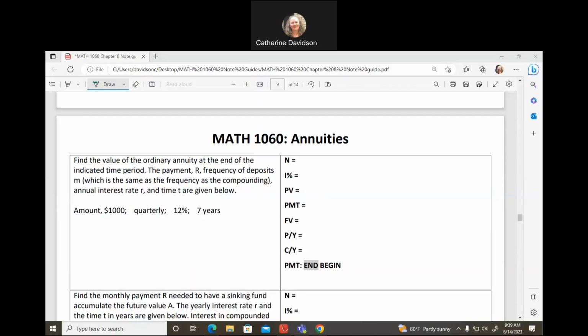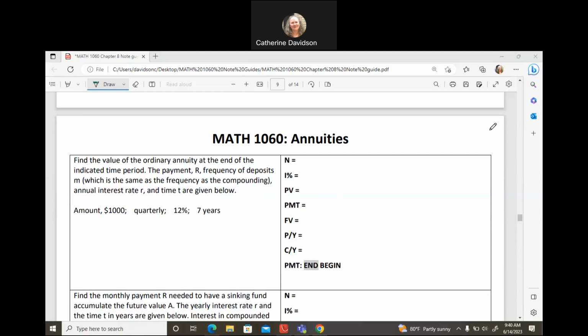Section 8.4, annuities. Again, we're going to continue to use our finance solver. As we're working through these, before I start filling in the information on the finance solver, I would suggest that you try and figure it out on your own to see if you can get them put in the right spot, and then start the video again to see if you did it correctly.